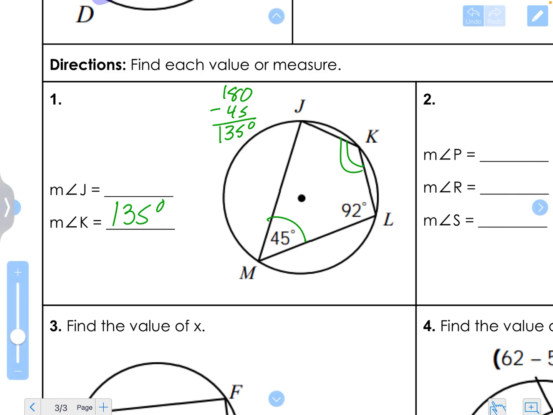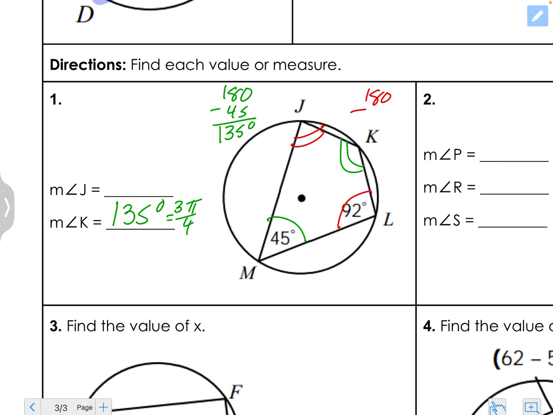And if we convert that into radians, it should be 3 pi over 4 if I'm doing my mental math correctly. And then again, 92 and angle J are going to add up to be 180. So 180 minus 92 should get me 88 degrees. That one I do not know off the top of my head, so go ahead and convert that to radians for me.